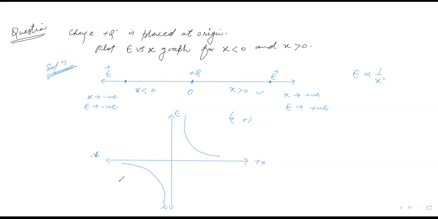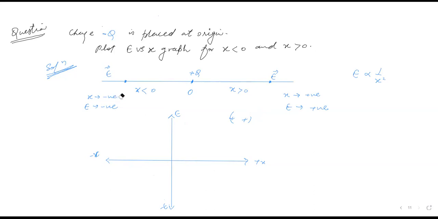I am giving you another example. Every condition is the same, and X is greater, but the charge is minus Q. Then what will be the graph? Can all of you draw it or not? Opposite. It will be between the E and minus X axis.